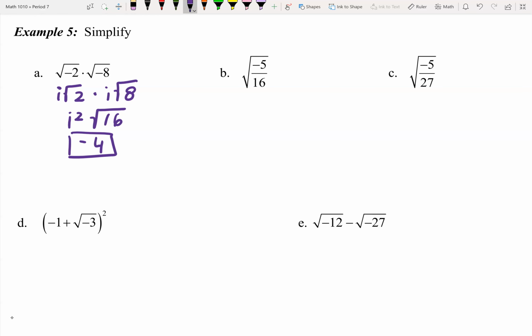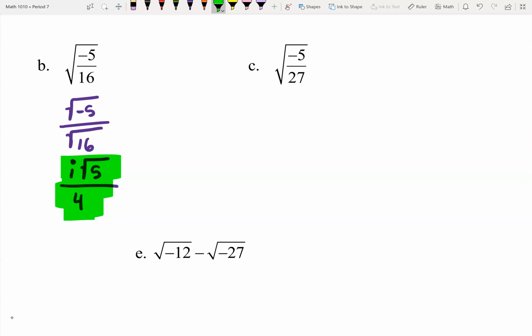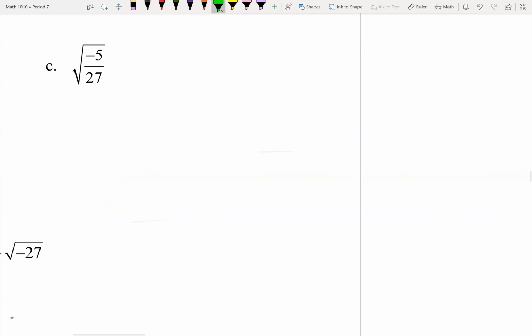Who says I'm good? Let me see. Okay. This guy right here. Write it as the square root of a negative 5 over the square root of a negative 16. Tell me what to do now. i's first, right? So everybody go i square root of 5 over, what do I have on the bottom? 4. Guess what? We're done. That's all you have to do. Okay, let's do this guy. Write it as the square root of a negative 5 over the square root of 27.